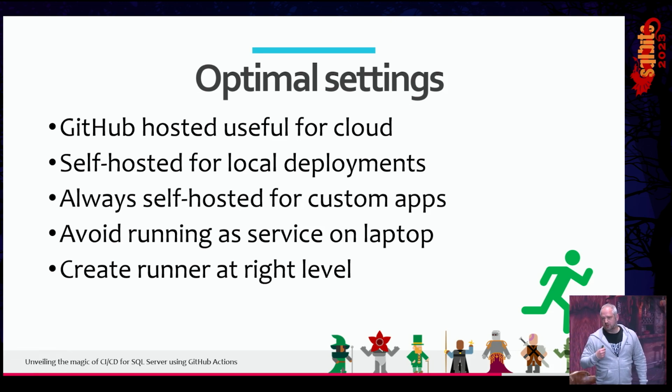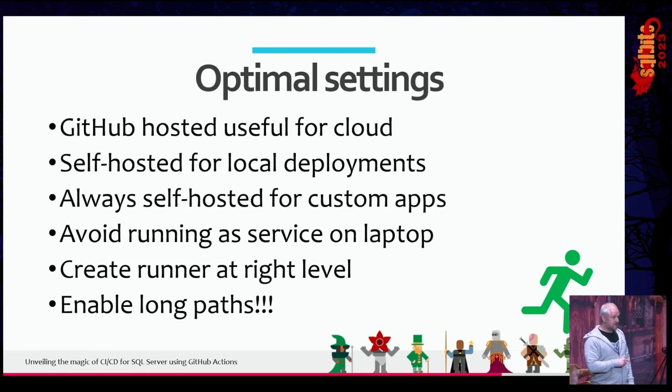And make sure you create your runner at the right level. So if you have a lot of private repositories, make sure you create your runner at the organizational level and not in every single repository, because it's way more efficient, right? So all your other private repositories will have the runner from your organization.